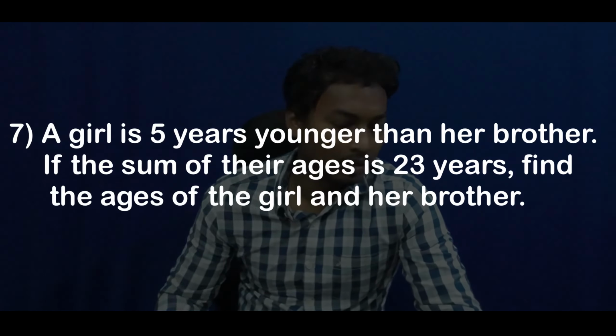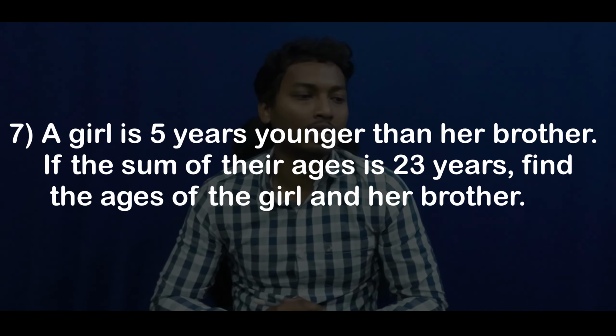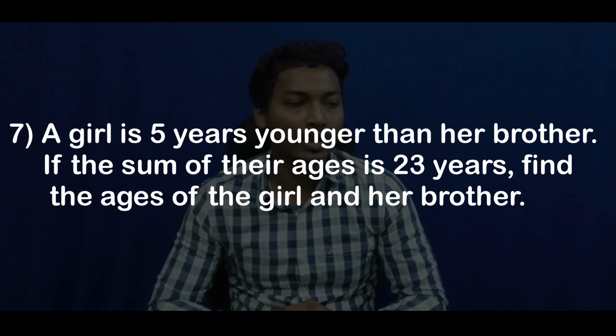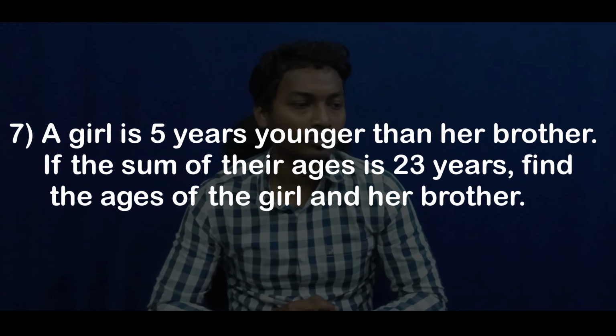Let's take the next and the last question. A girl is 5 years younger than her brother. If the sum of their ages is 23 years, find the ages of the girl and her brother. So by now you have a clear idea of how to form an equation and solve it. So here we have a problem based on ages.